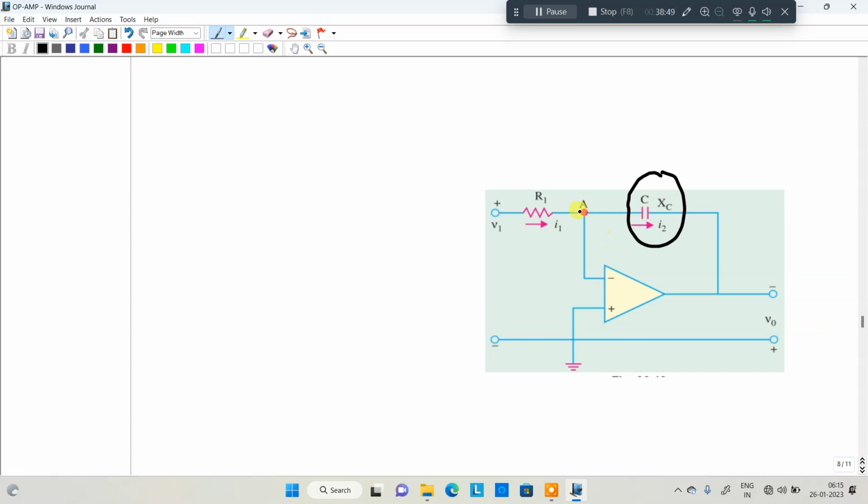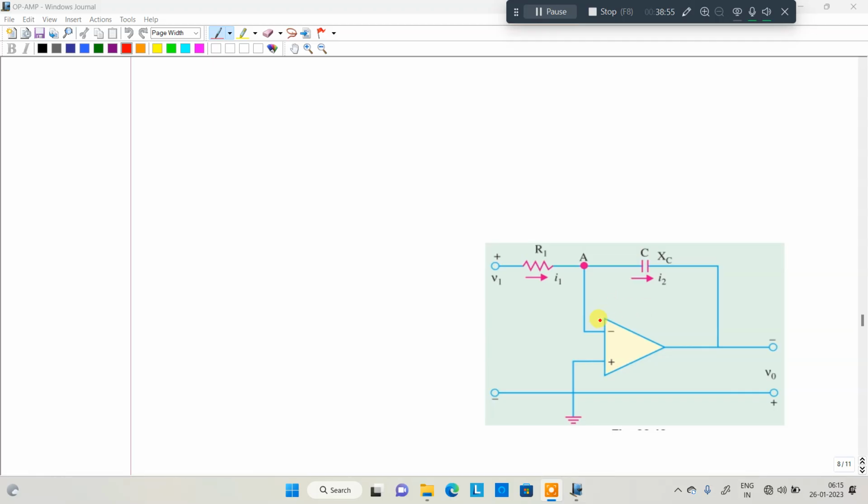So this current will be 0. That means the current I1 will be 0 here.